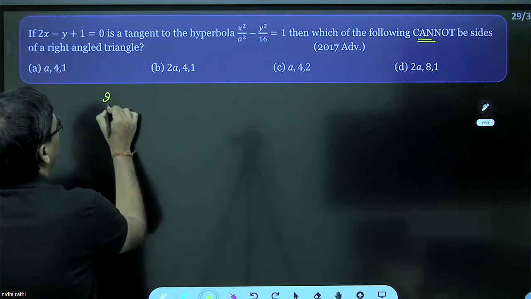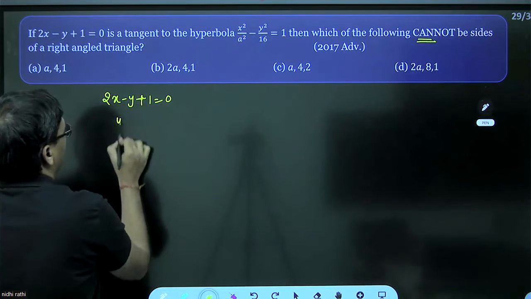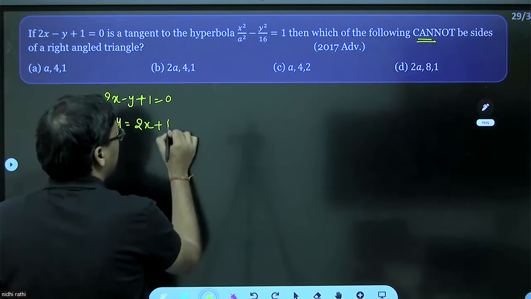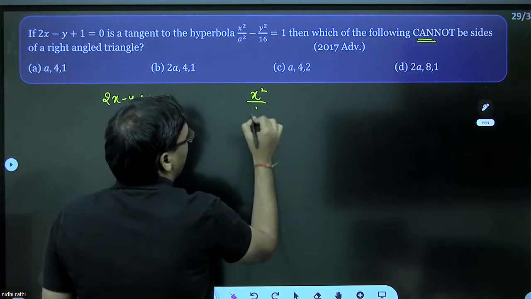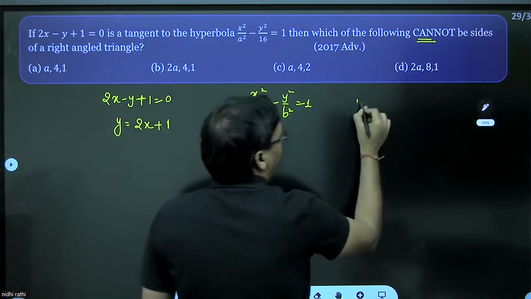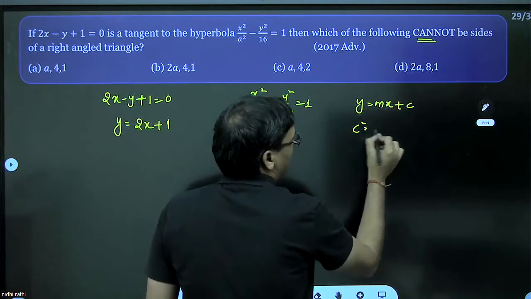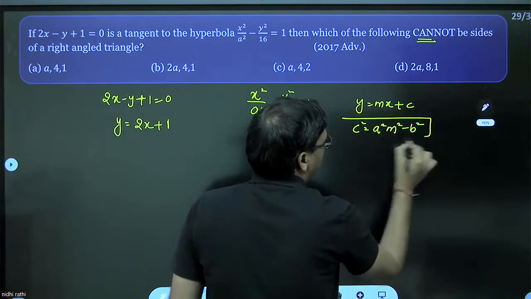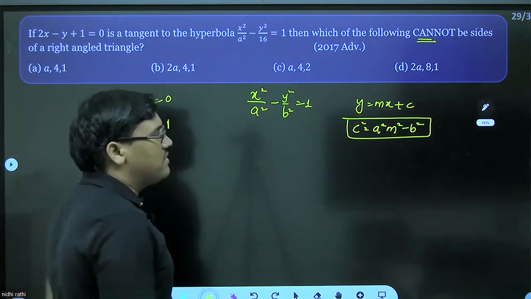You have a line 2x minus y plus 1 is equal to 0, or you can say this is y is equal to 2x plus 1. Now, if this line is tangent to the hyperbola, what is the condition for tangency? If you have hyperbola x square upon a square minus y square upon b square equal to 1, y is equal to mx plus c is tangent if c square is equal to a square m square minus b square. This is the condition for tangency for hyperbola. If you put a plus here, it will be the condition of tangency for the ellipse, right?